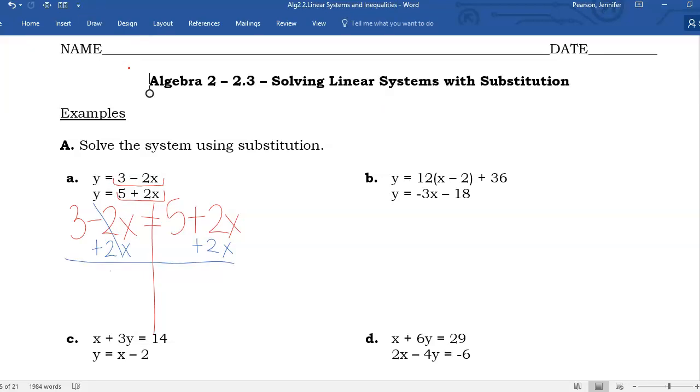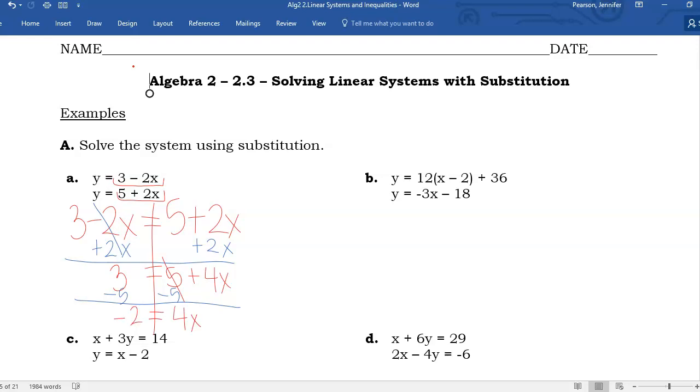So I'm going to drop down my 3. I'm going to drop down my 5, and 2x plus 2x is 4x. So now that I brought my x's to the right, I need to bring my constants to the left. So I'm going to subtract 5, subtract 5. This is going to have all my x's on one side. I got 4x left over here, and I have 3 minus 5 is negative 2.